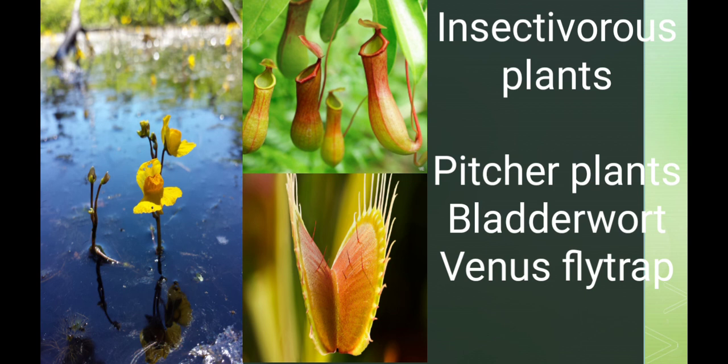Bladderwort: in this, some of the leaves are highly segmented and modified into sac-like structures called bladders. The bladder has an entry point which can be closed. The insects enter through this opening and are digested by the secretion of enzymes. Venus flytrap: in this, the leaf blade is divided into two parts, hinged along the midrib, and the two parts get interlocked by marginal teeth and prevent the insect from escaping. The insect is then digested by digestive juices secreted by the plant.